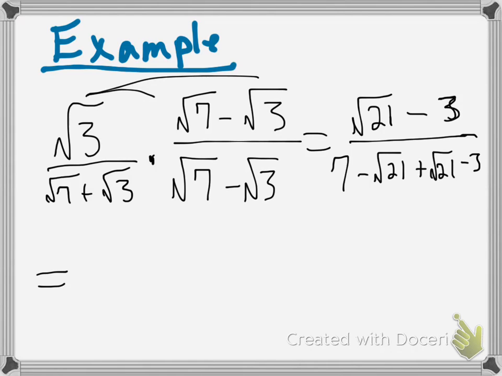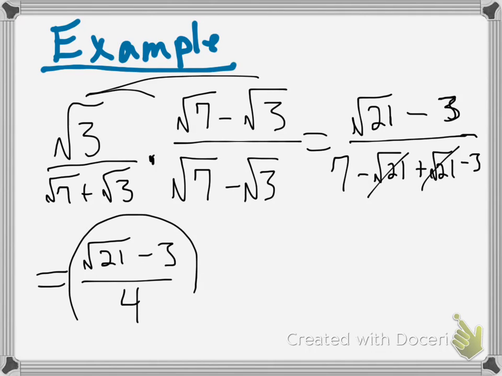Now up top, I don't have any like radicals, so that's just going to stay the same for now. In my denominator, my radical expressions cancel each other out. So I'm just left with 7 minus 3, which is 4. I can't simplify this fraction anymore, so there would be my answer.